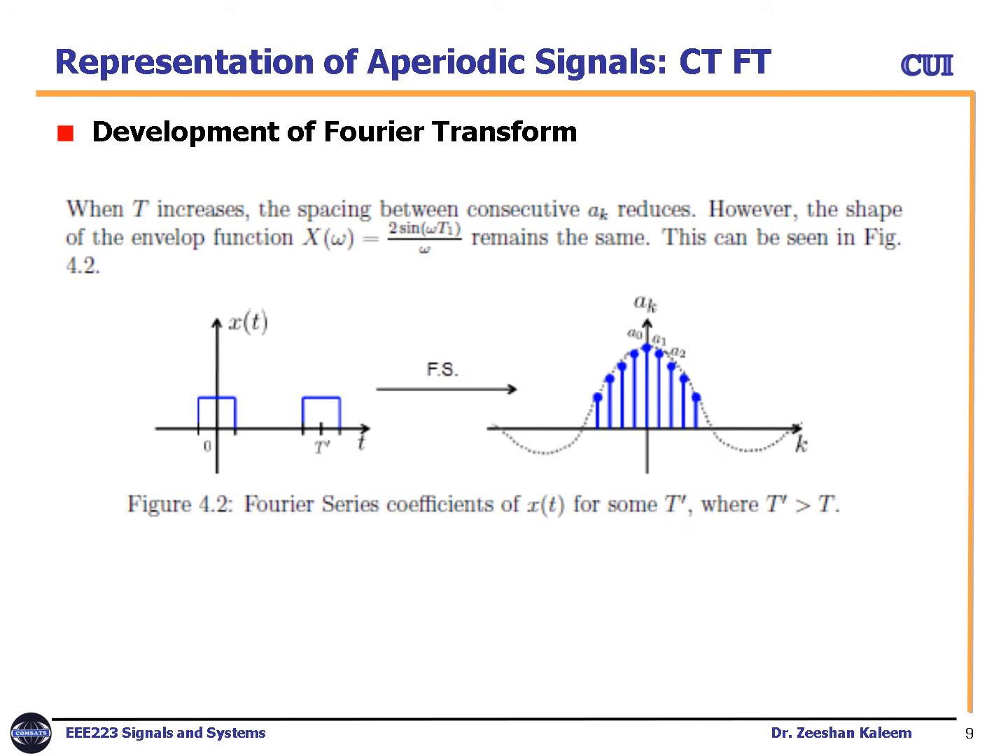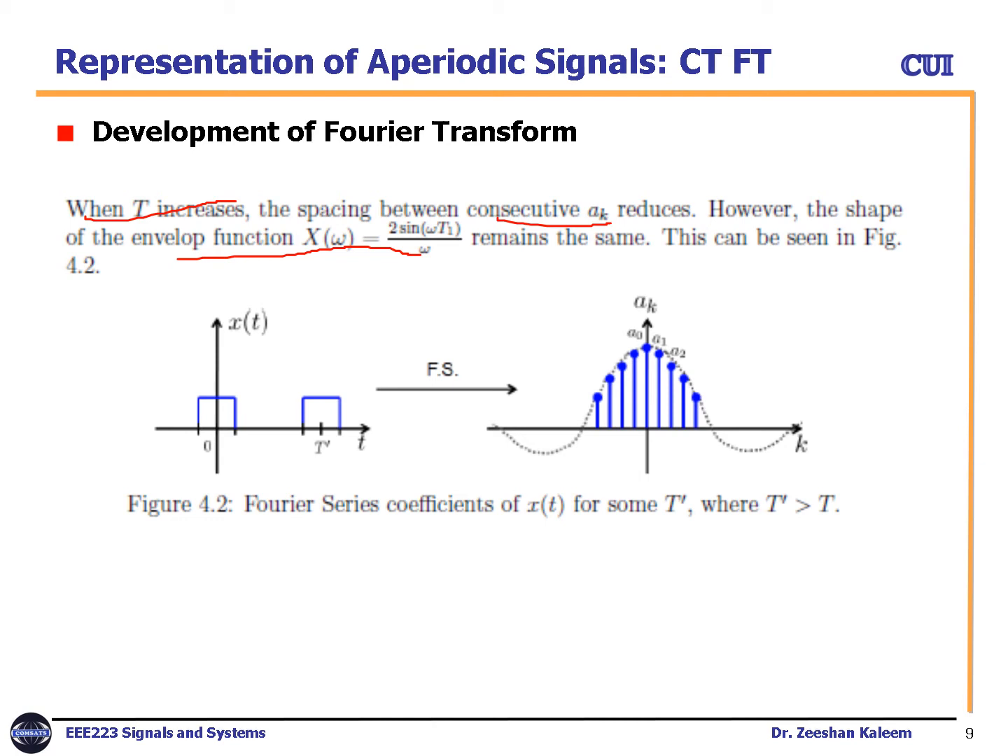Okay, so previously we looked at the effect of varying T on the Fourier transform. When T increases, the spacing between consecutive ak reduces. Look at the spacing, a0, a1, a2, they are now getting closer and closer. However, the shape of the envelope function, X(omega) equals 2 sine(omega T1) over omega, this dotted line which I already mentioned, remains the same. There is no change in the shape of the envelope. This can be seen from the figure.